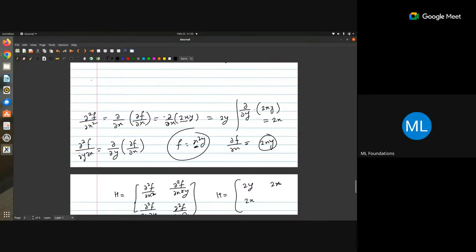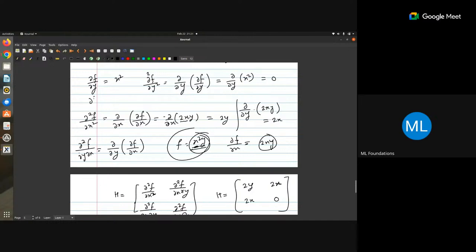So suppose here it is. What is del f upon del y for this function? x square. Correct? Then del 2f upon del y square is what? I am differentiating del f upon del y with respect to y, which is del by del y of x square. But here there is no term of y, so this is constant, right? x square is constant. So what is it? Zero. So del 2f upon del y square is zero.